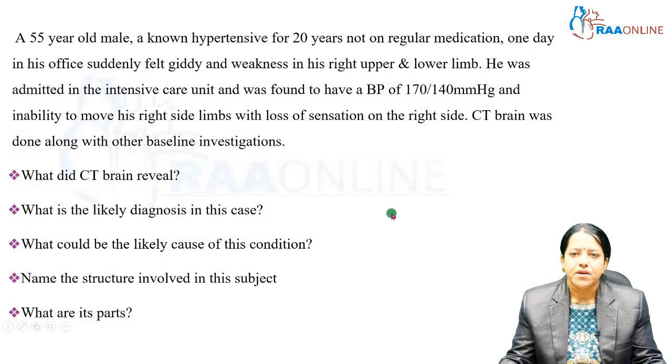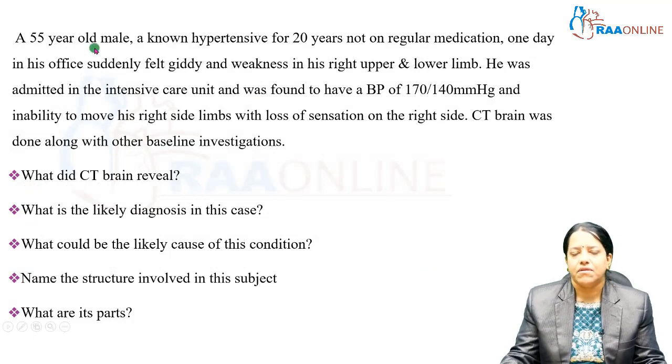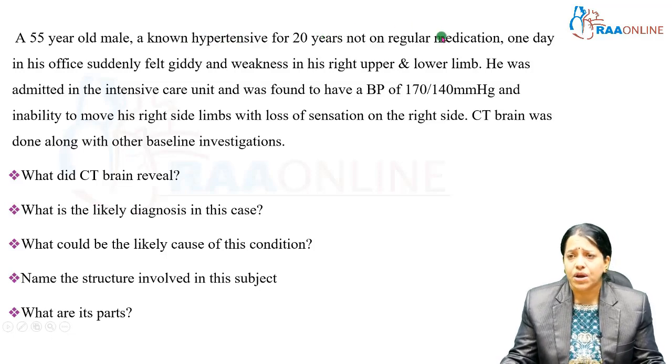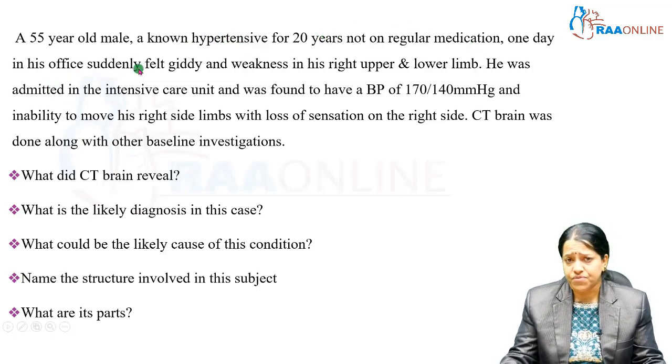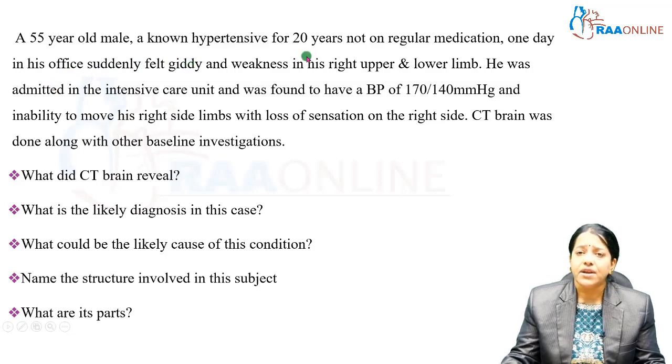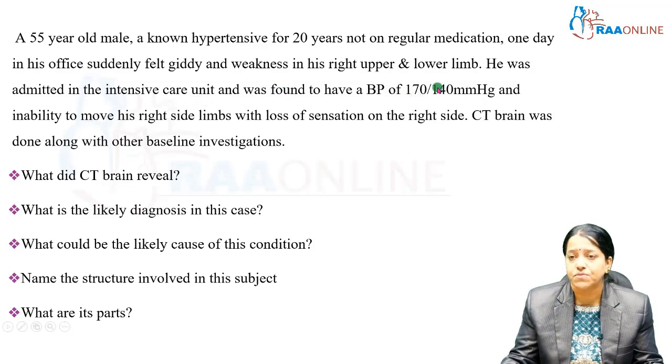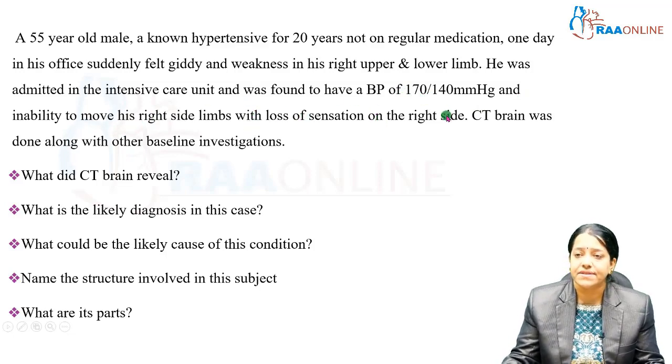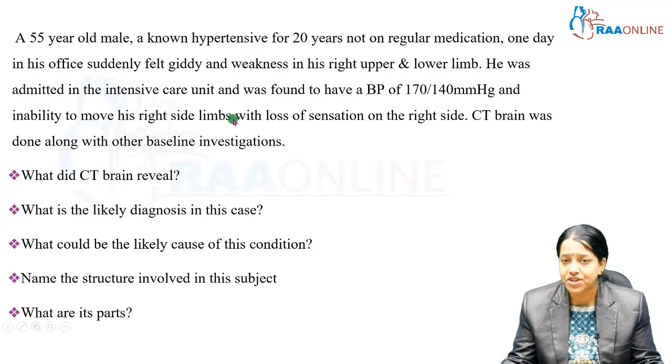Coming to the case, the case goes like this. A 55-year-old male, a known hypertensive for 20 years, not on regular medication, one day in his office suddenly felt giddy and weakness in his right upper and lower limb. He was admitted in the intensive care unit and was found to have a BP of 170 by 140, which is a very high BP, and inability to move his right side limbs with loss of sensation on the right side. So there was a right-sided hemiplegia with right-sided hemianesthesia.